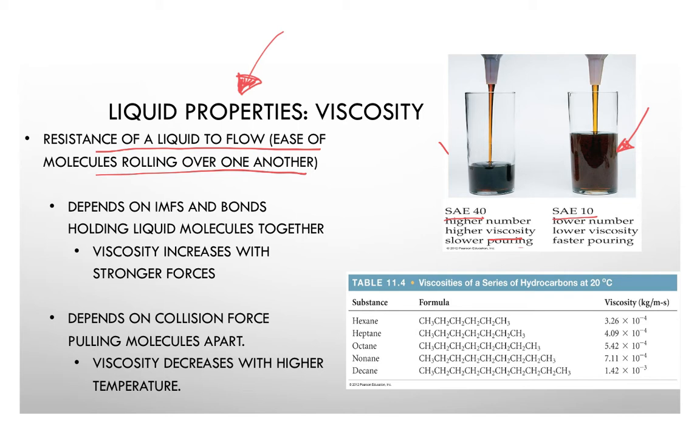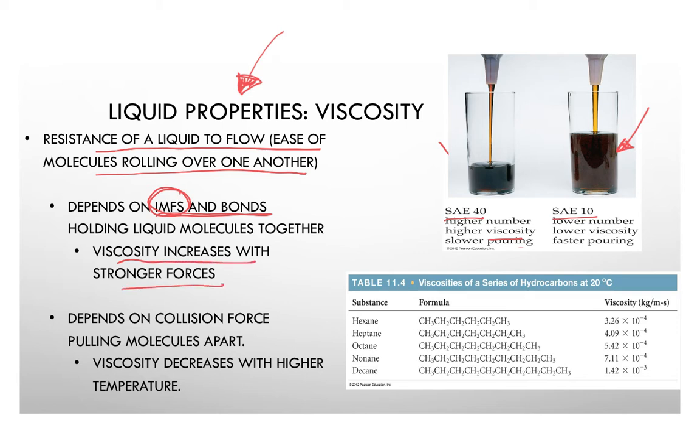Other examples of a material that has a high viscosity: honey, for example, right? Very slow pouring. Syrups, molasses, all of those things, very slow pouring. We can think of things like water or alcohol. Those would be things that have low viscosity. They pour very quickly. How viscous something is depends totally on the IMFs and the bonds. Whatever those IMFs and bonds are that are holding those liquid molecules together, and usually we're talking about IMFs, the viscosity will increase with stronger forces.